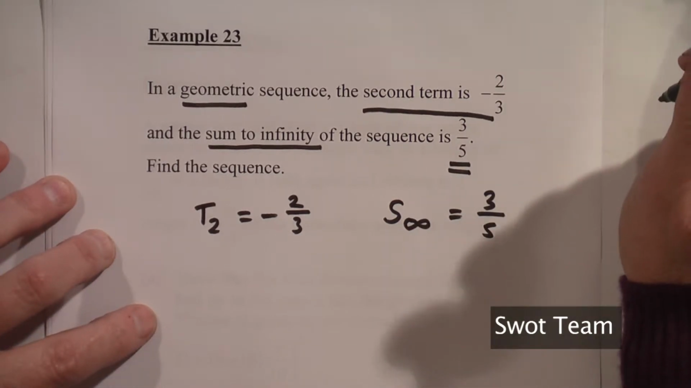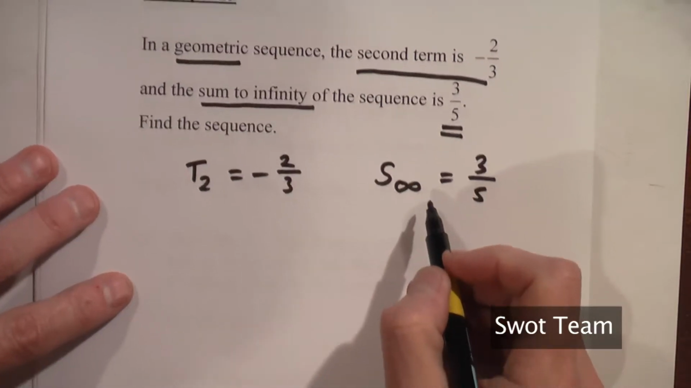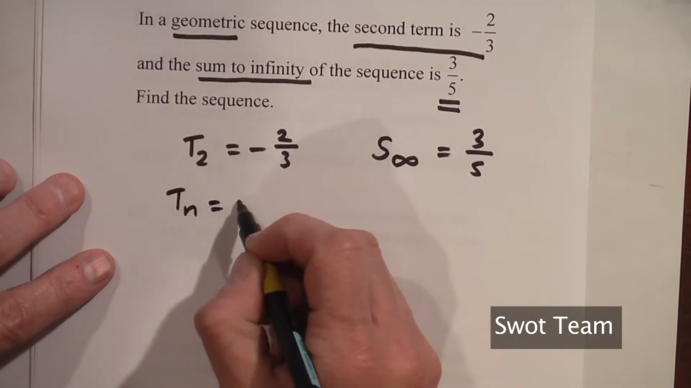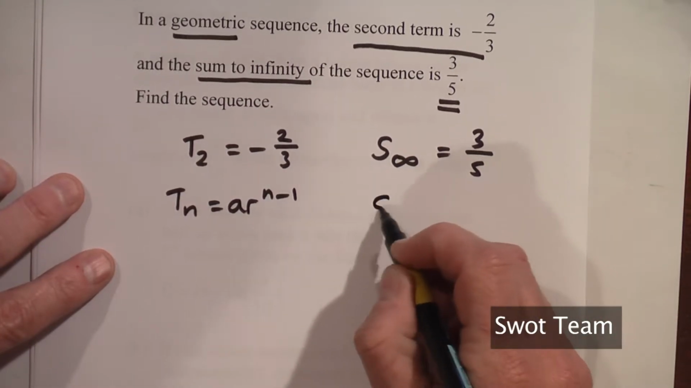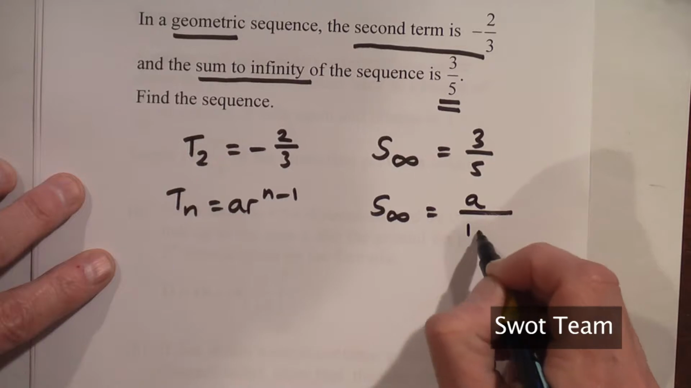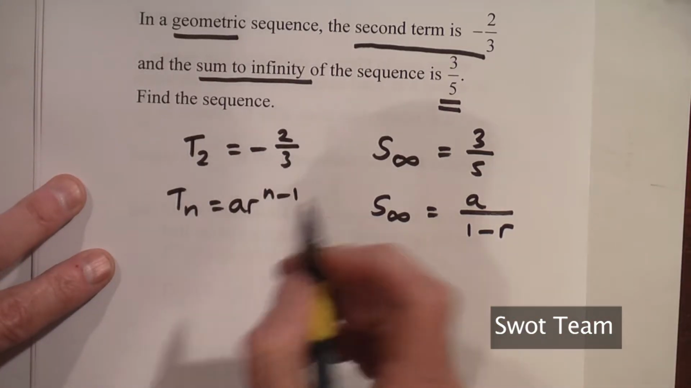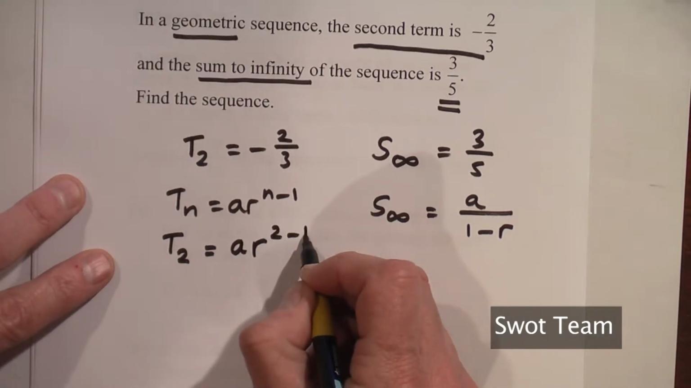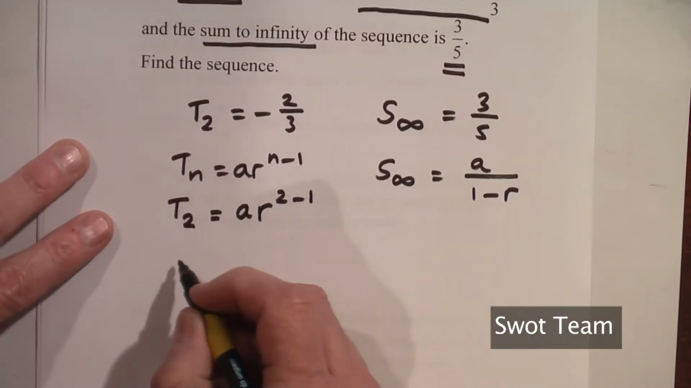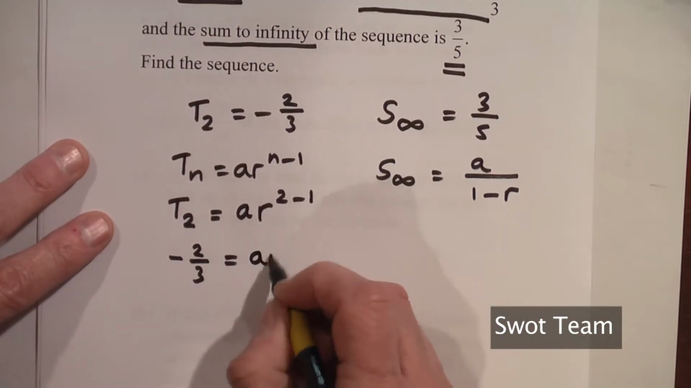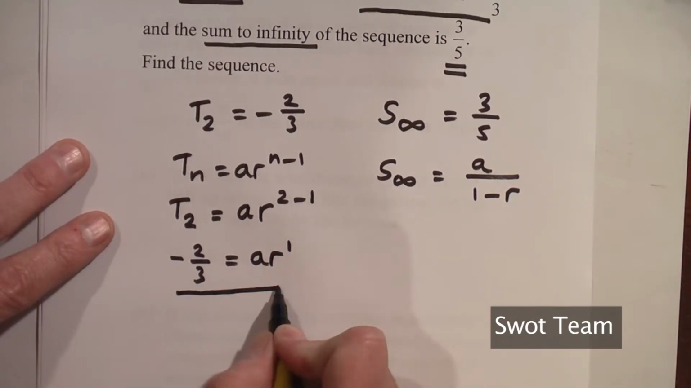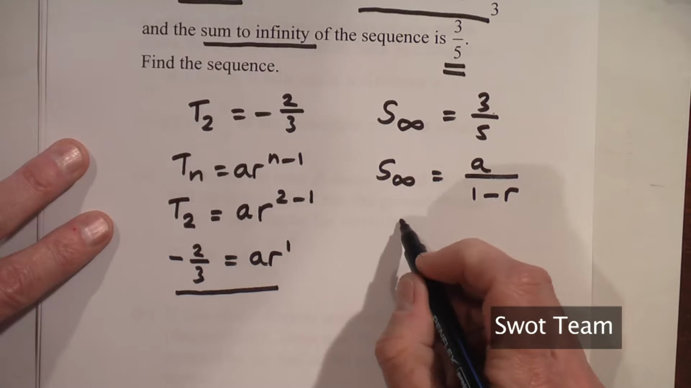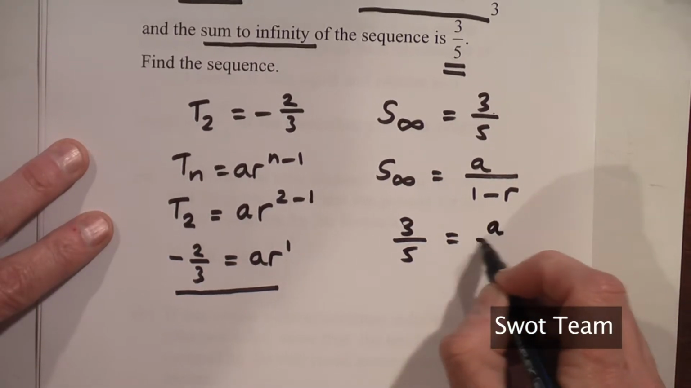Now listen to me carefully. The sum to infinity is a over 1 minus r, so it must be a convergent geometric series. Now look at this. What do we know? We know that Tn is a r to the n minus 1, and we know that S infinity is a over 1 minus r. We know the n, so T2 is equal to a r to the 2 minus 1. What do we know about T2? Negative 2/3 is a r to the 1. Great, there's one equation. This one, the sum to infinity is 3 over 5, a over 1 minus r.